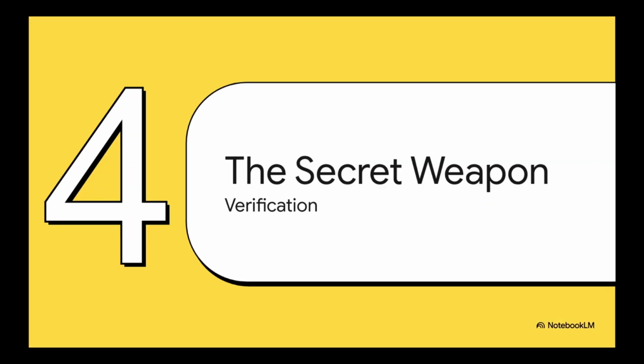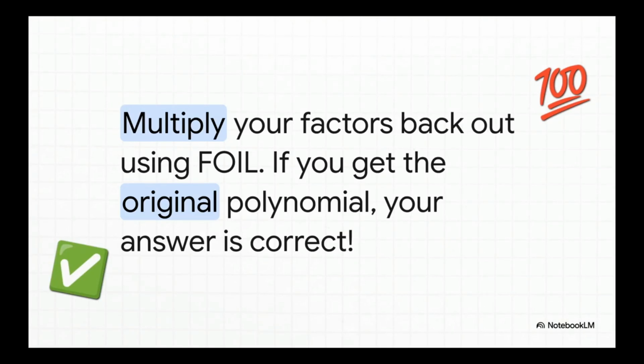And now for the final and maybe the most empowering tool in our entire kit, your secret weapon. This is the step that lets you finish a problem and walk away with absolute 100% confidence that you got it right. No more guessing. So how do you use this secret weapon? It's so simple it feels like cheating. You just multiply your answer back out using FOIL. Do the reverse of what we learned at the very beginning. If you get the exact same polynomial you started with, you nailed it. Period. It's a built-in guarantee that you're correct.